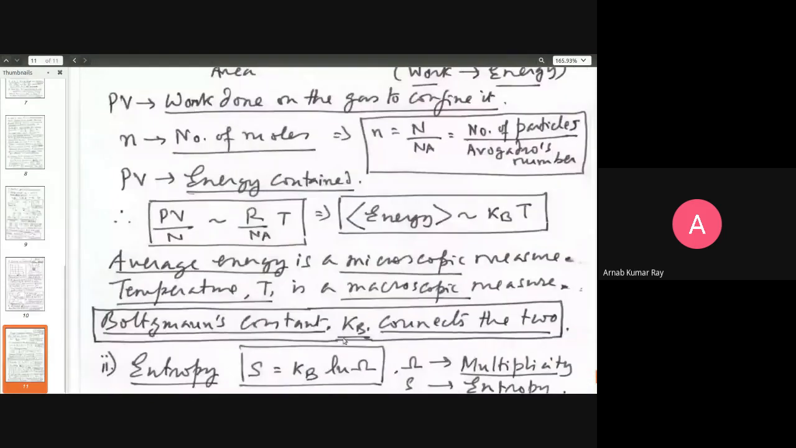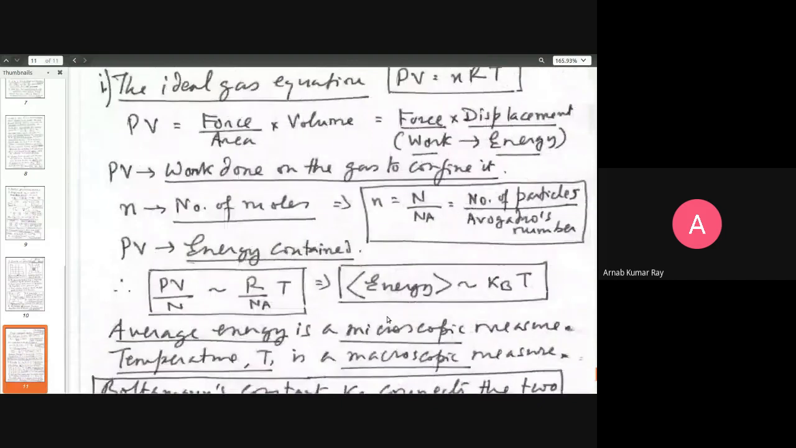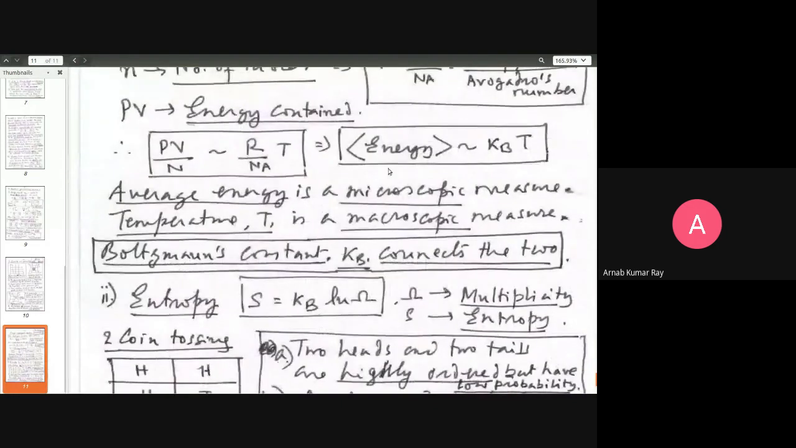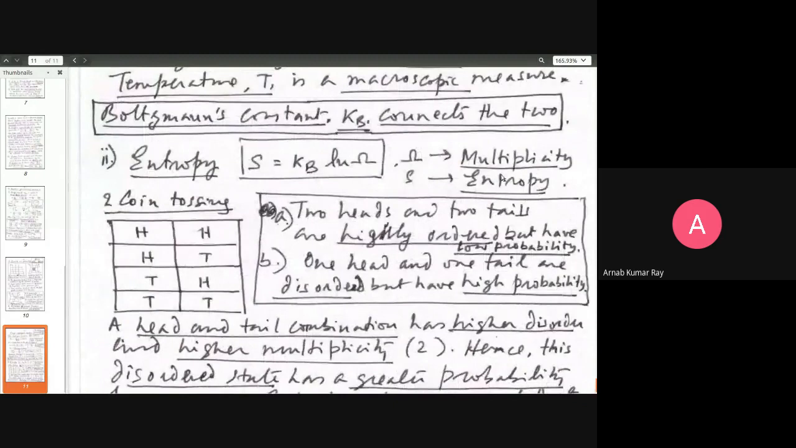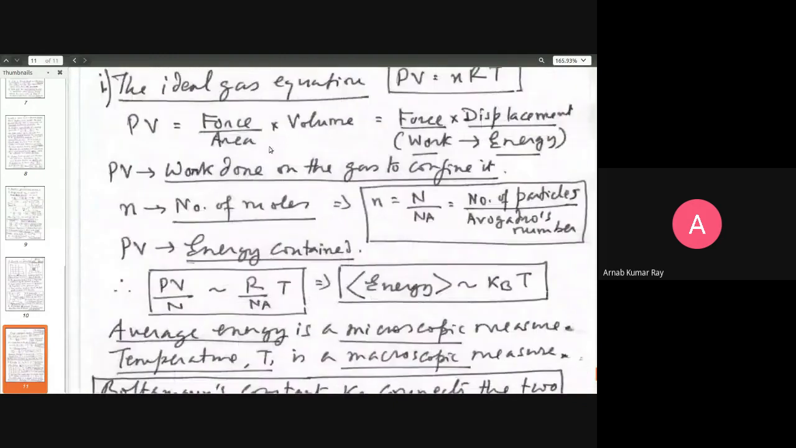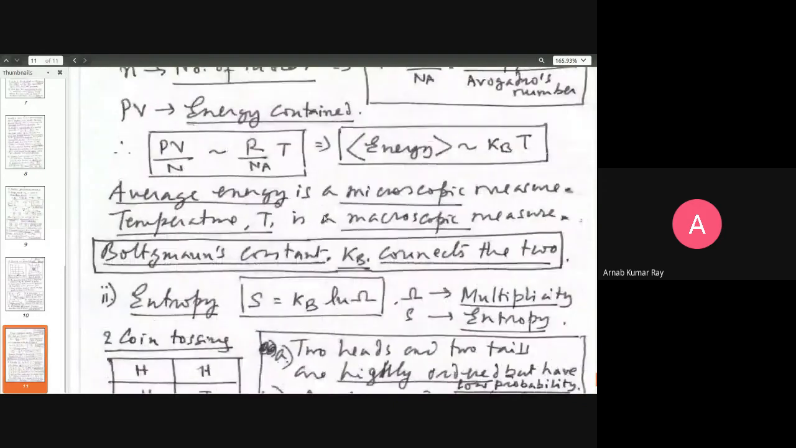So Boltzmann's constant connects microscopic quantities such as average energy, multiplicity, force exerted by particles, to macroscopic quantities such as temperature. If I want to find out the average energy contained in your room, all I have to do is find the temperature of that room. Right now, this is winter, it is cold, so the particles are moving with a smaller average energy. In the summer, temperatures will go to 45 degrees, it will be hot. So the Boltzmann constant is a bridge between the two.